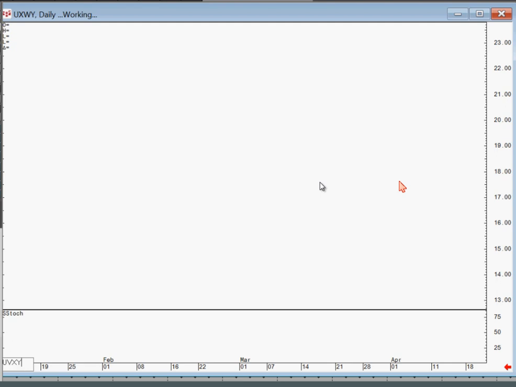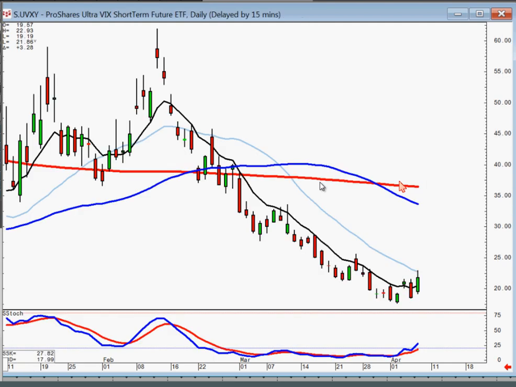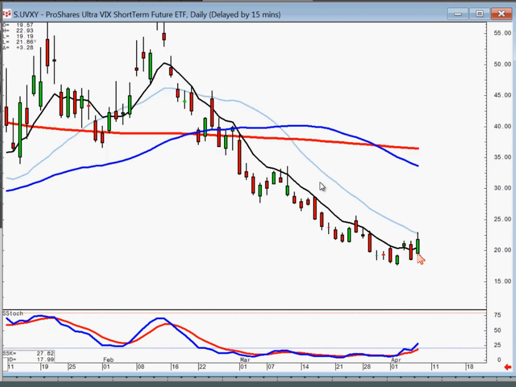UVXY. Again, you're right now in a choppy area, but this is the short VIX or the VIX. So obviously, if it opens higher and trades higher tomorrow, it means the market's heading down.